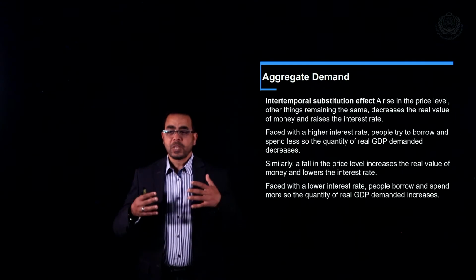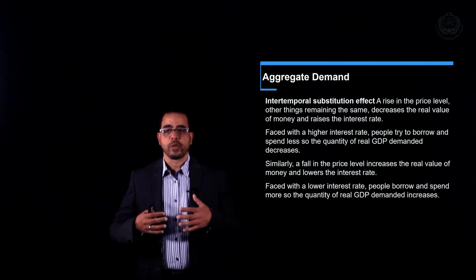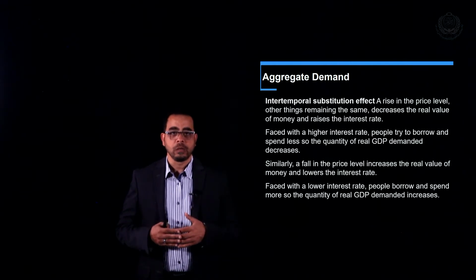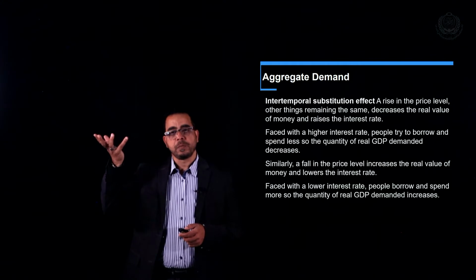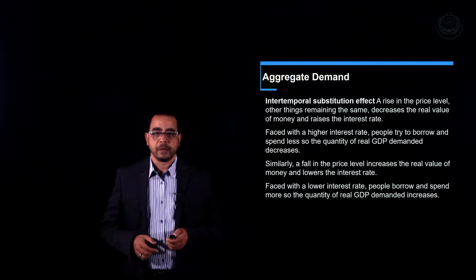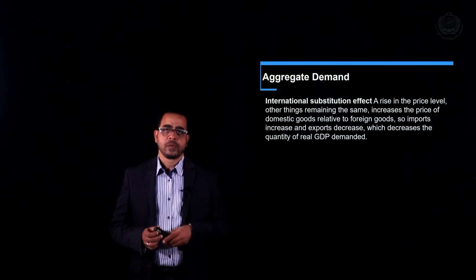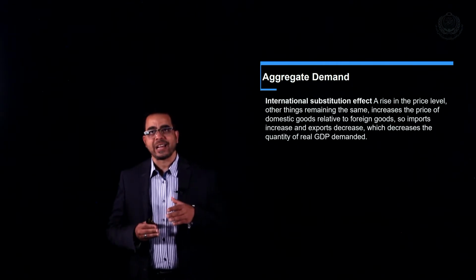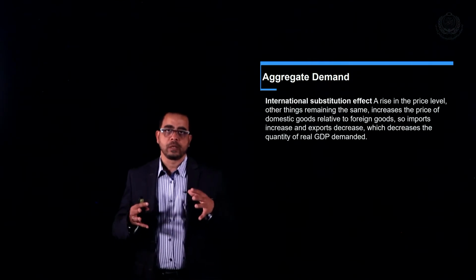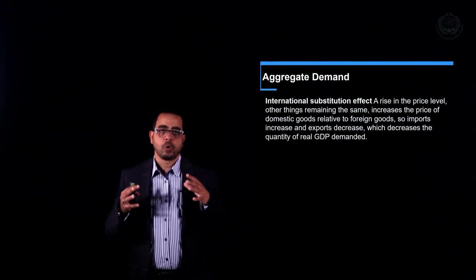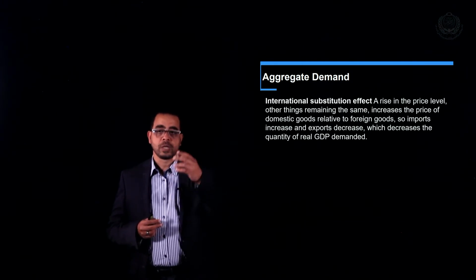So faced with a higher interest rate, people try to borrow and spend less, so the quantity of real GDP demanded will decrease. So if interest rates go up, this means less spending. Now let's talk about the international dimension that will actually lead the aggregate demand to be downward sloping. Aggregate demand, or quantity demanded of GDP, will go down as the price goes up.